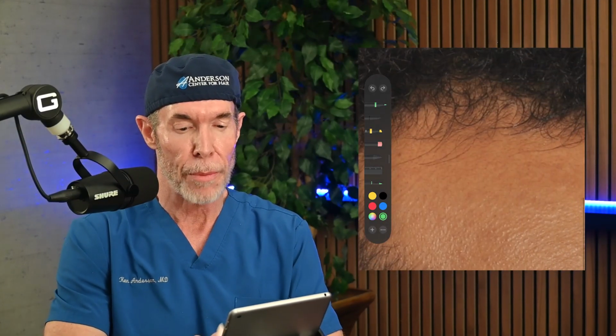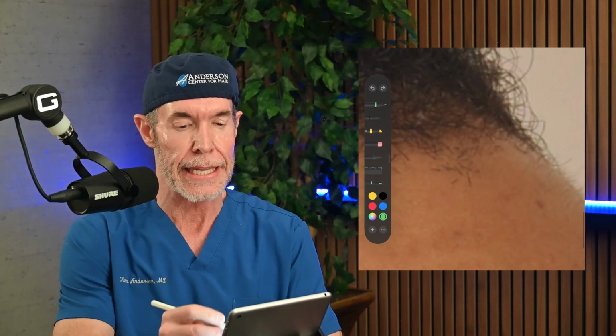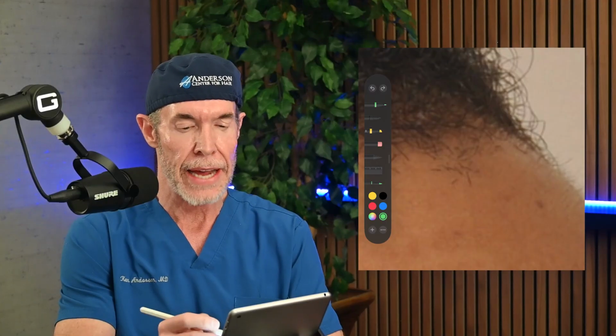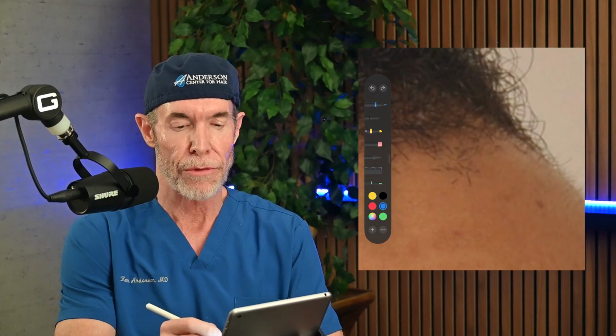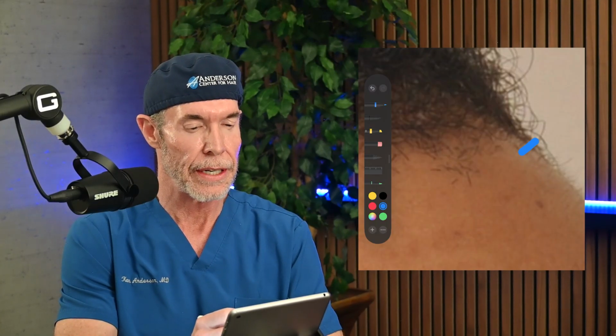In addition, I want to talk about reconstruction of the temporal point, which can be tricky. If we look up top here, you can kind of see in the distance there the angle that the hairs are coming out from the scalp. Well, it's a thick pen, isn't it? Let's see here.